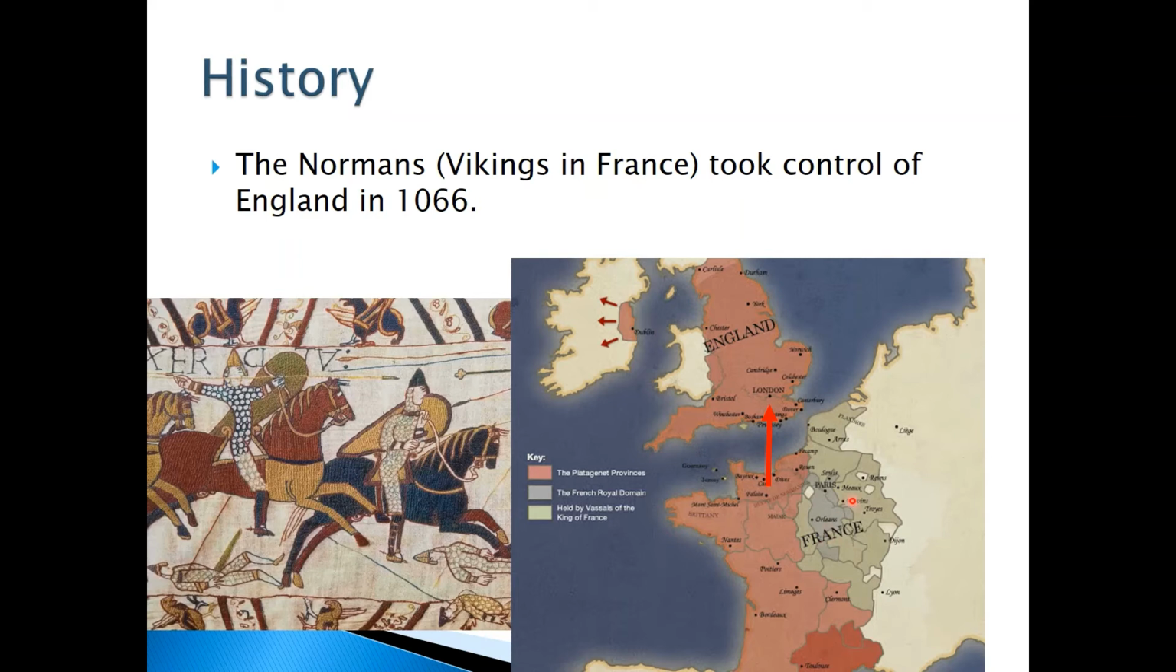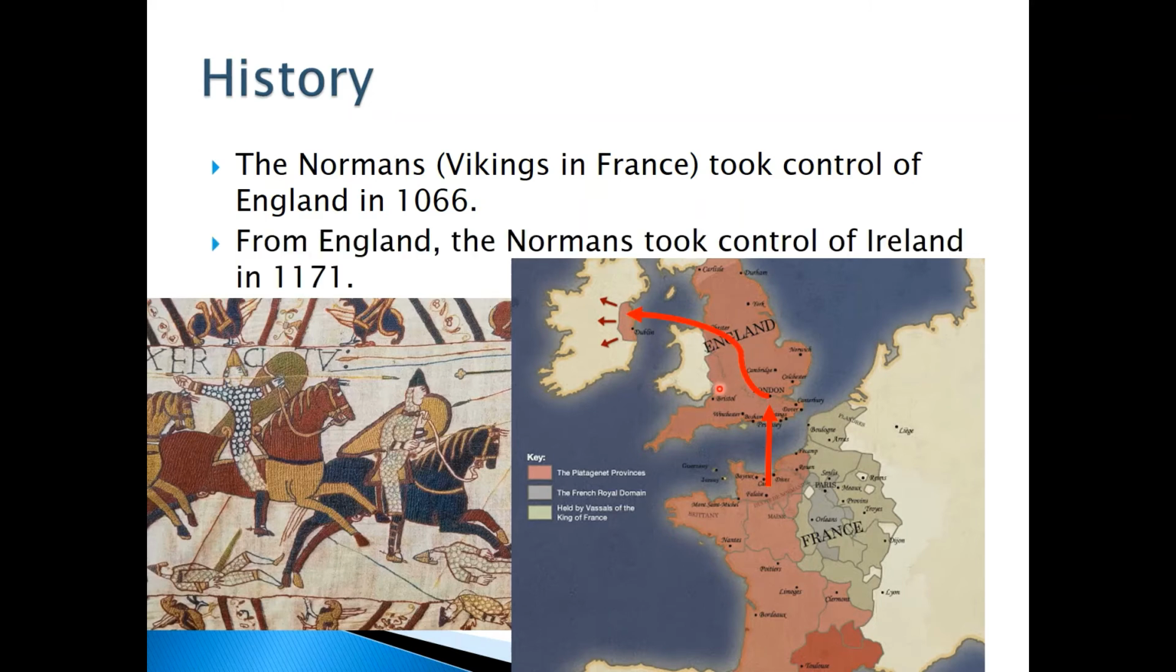So the Normans were Vikings that lived in France, and in 1066 they took control of England. The Norman king, William the Conqueror, became King of England. From England, the Normans took control of Ireland in 1171.